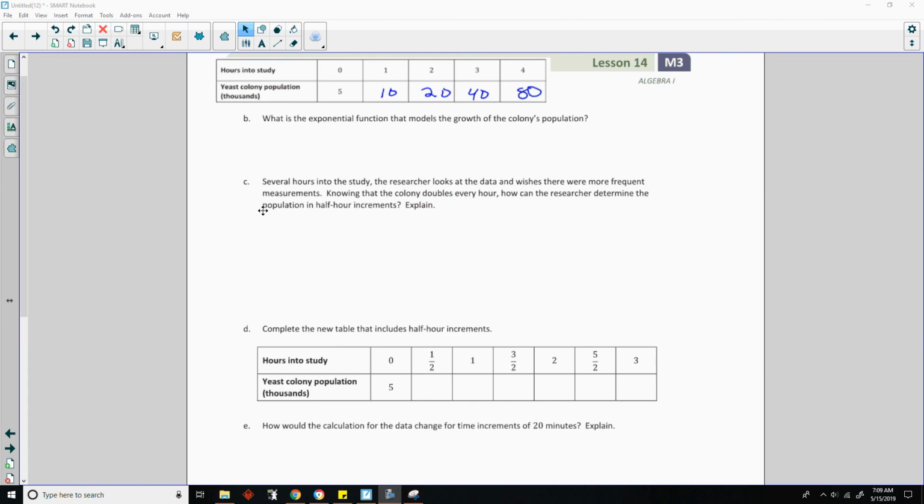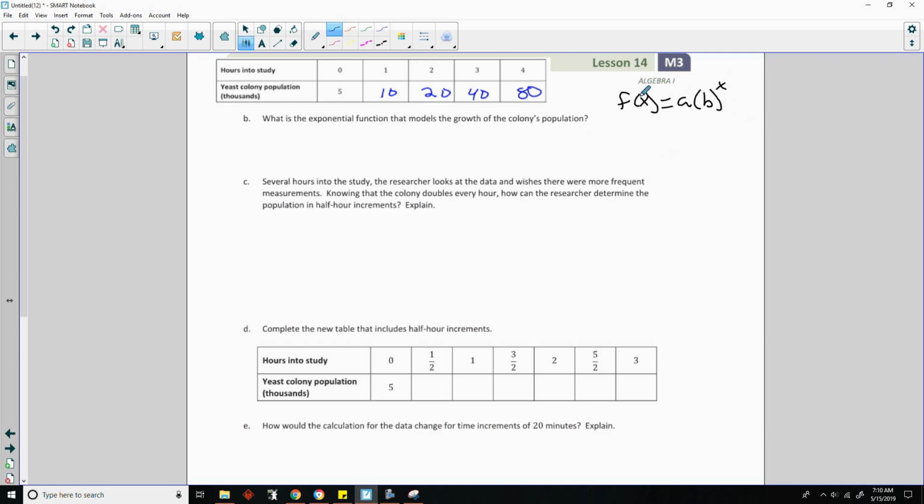Okay, page 3. I've brought the table over so I don't have to keep flipping back and forth. Part B says, what's the exponential function that models the growth of the population of the colony? So I'm going to first start out by writing f of x equals a times b to the x. There's our exponential function in general.